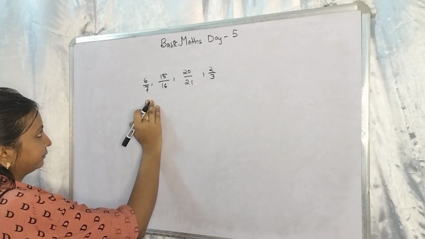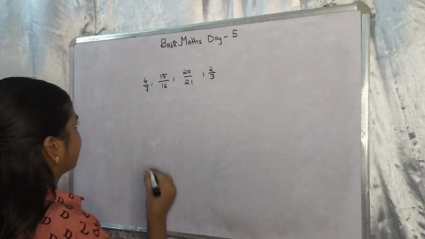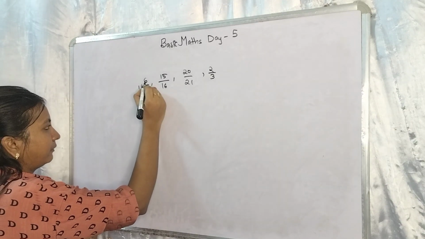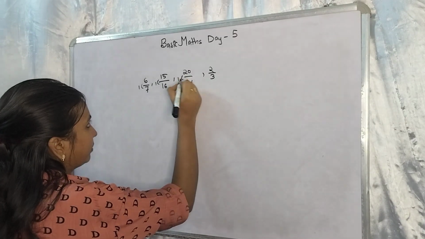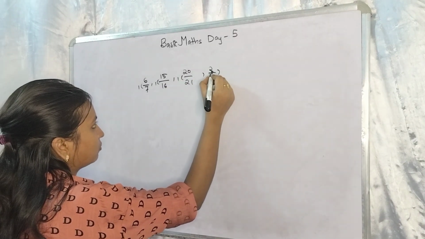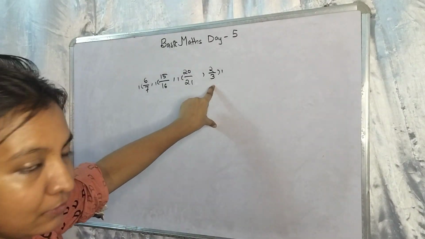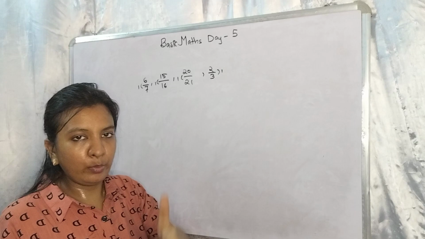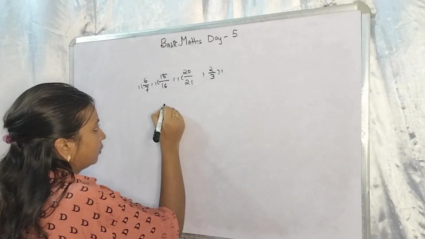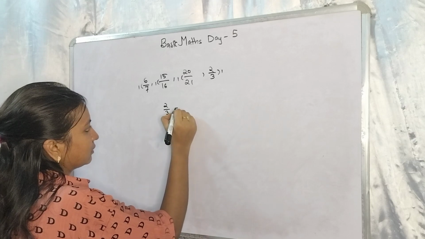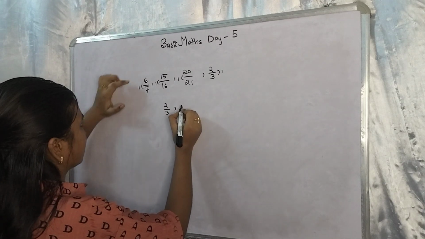Fine. So when this type of fractions are there, where there is a difference of only one between the numbers, then you can easily say that 2 by 3 is your smallest number. Or you can easily arrange this based on this: 6 by 7, 15 by 16 and 20 by 21. So here you can easily say that 2 by 3 is smallest and 20 by 21 is biggest. But this type of question generally doesn't arrive.